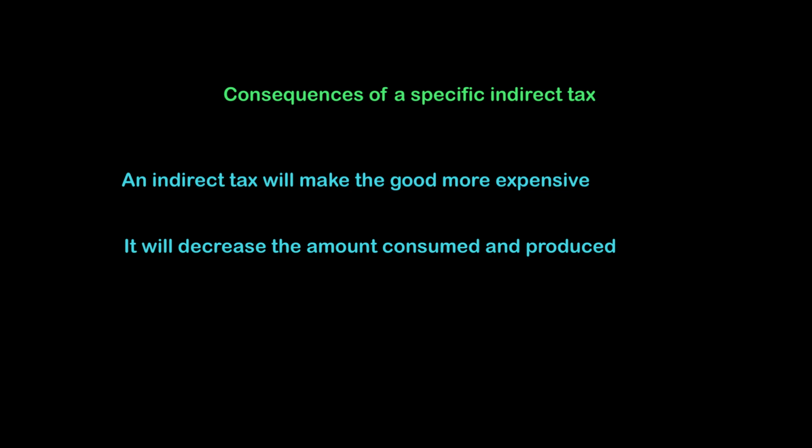Lastly, we'll also see that because indirect taxes are paid to the government, it will result in the government making revenue as well, which is good for the government as they will be able to spend that money on public goods, merit goods, or their own expenditure. So let's see all of this in terms of a diagram.